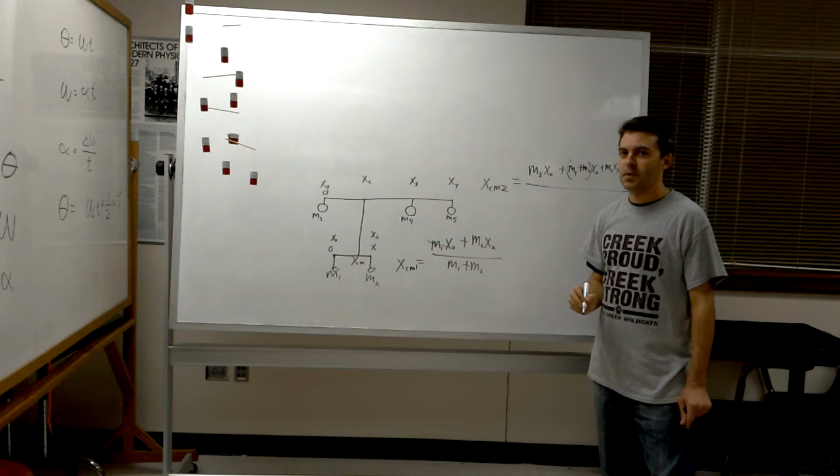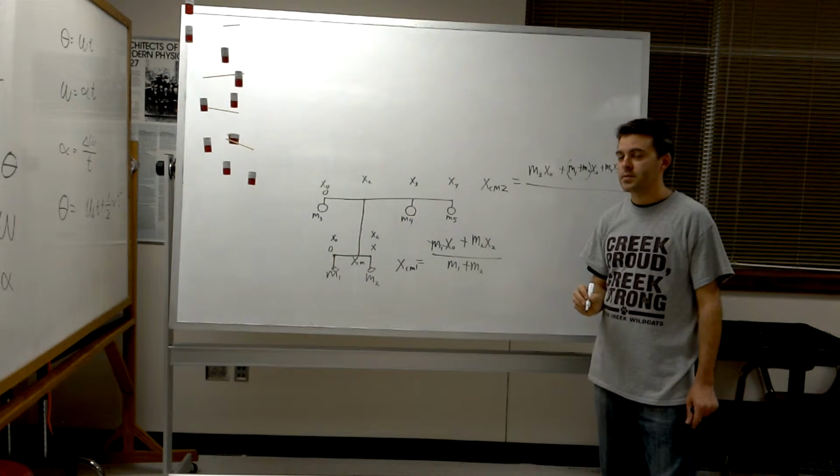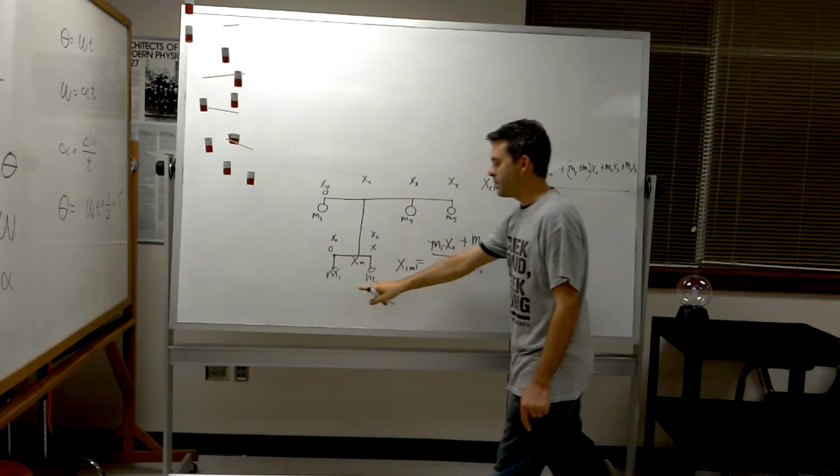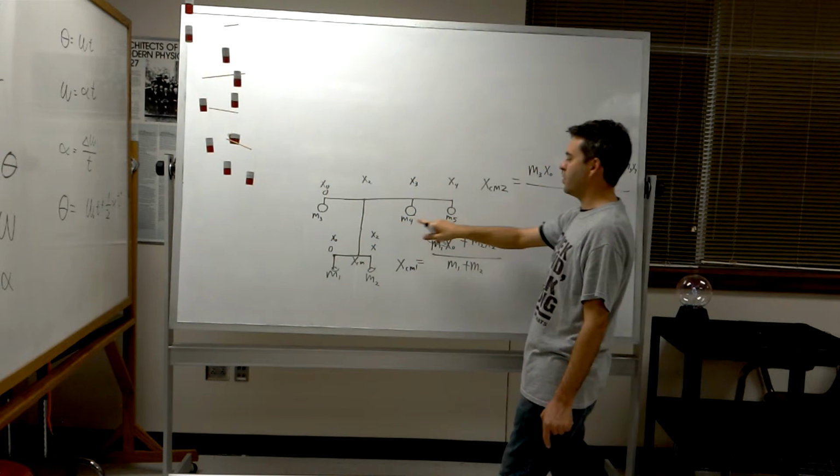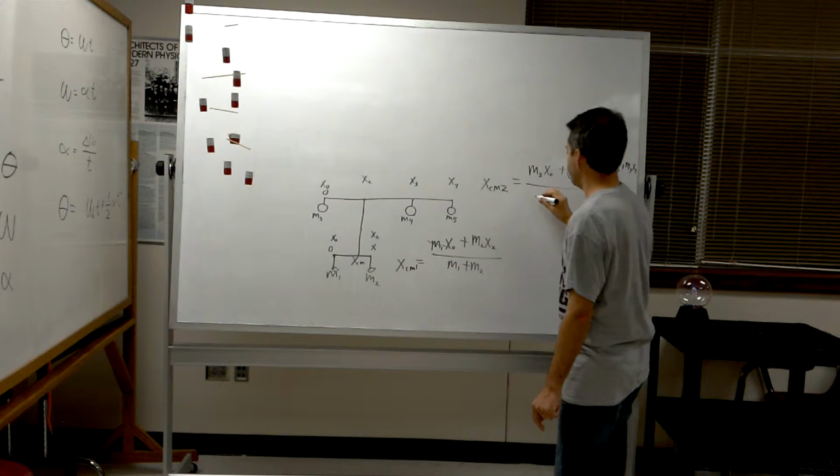What do you think I'm going to divide by here? All of the mass? That's absolutely right. M1 plus M2 plus M3 plus M4 plus M5. Total mass on the bottom, M.